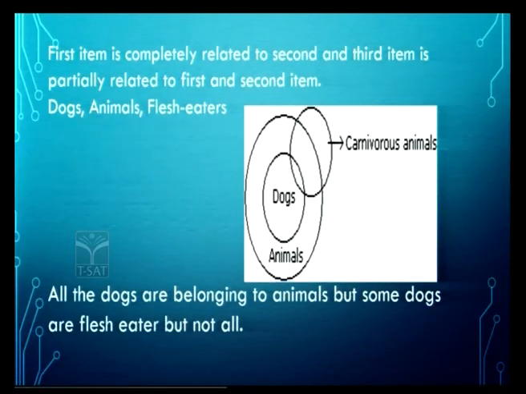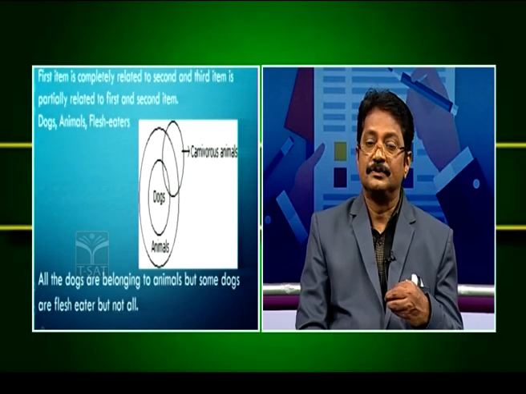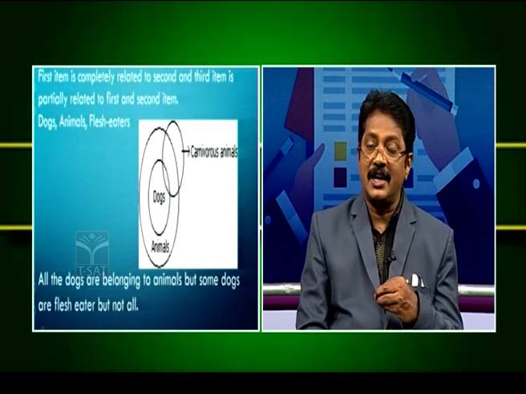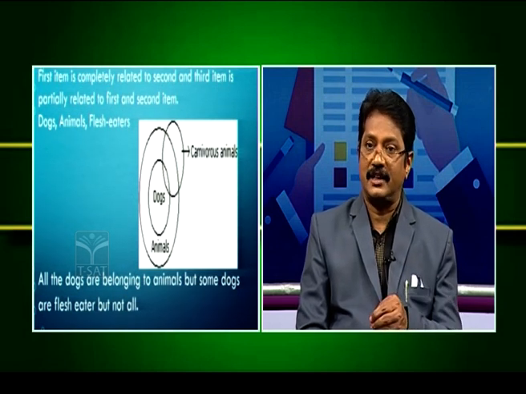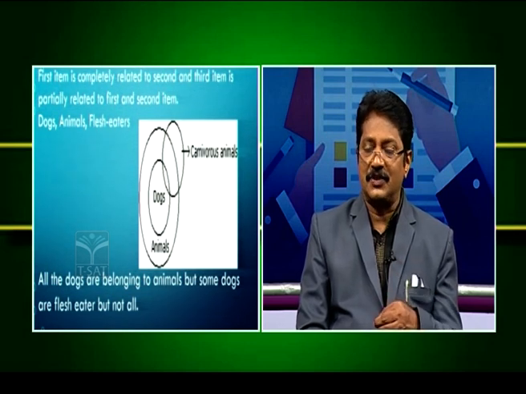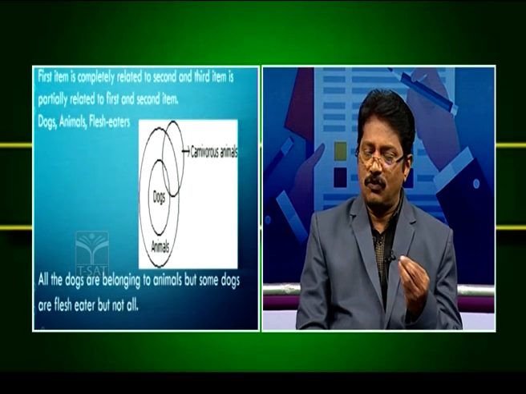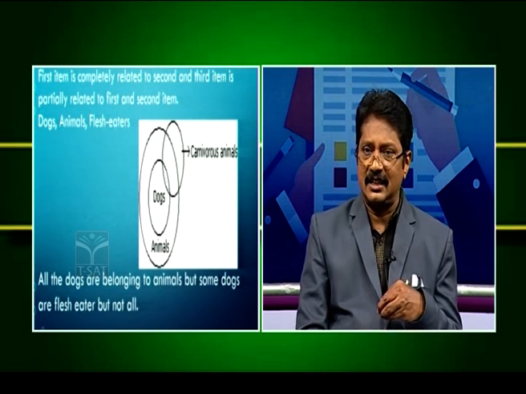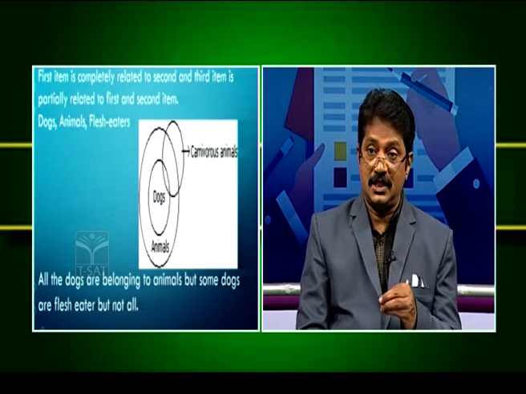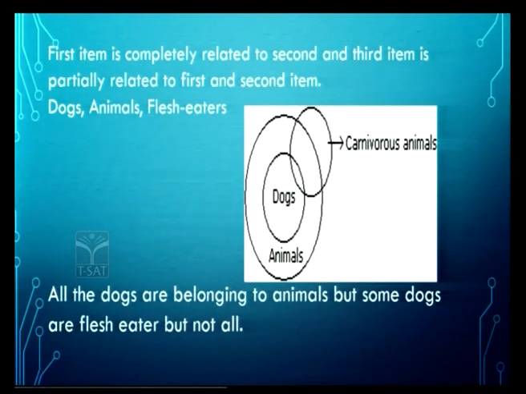Here the first item is completely related to the second, and the third item is partially related to the first and second items. Do you understand? In the previous one, the first item is completely involved in the second, and the third item is totally different from these two. Lions, carnivorous animals: all lions are carnivorous animals, and these two are different from cows. So, one circle is inside another circle, but the third circle does not intersect these circles, correct? Now, this is a different one.